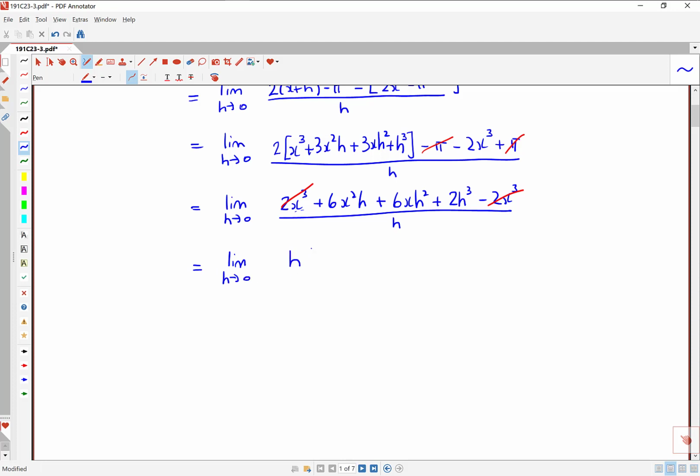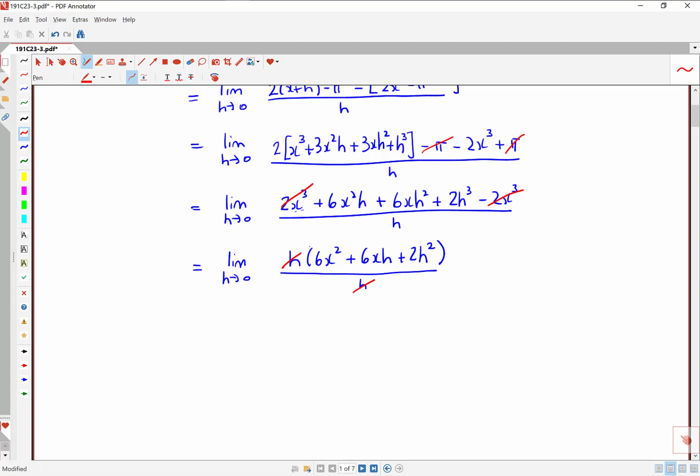All right, so let's do the factoring on top. Pulling out a factor of h, we'll have 6x squared plus 6xh plus 2h cubed, or 2h squared rather, after we do the factoring, and then that's all divided by h. So we can cancel that factor of h from the top and the bottom, and we've now just got this nice 6x squared plus 6xh plus 2h squared.